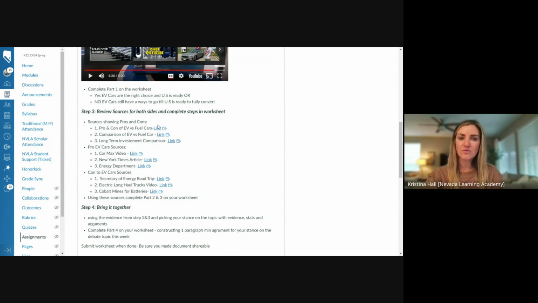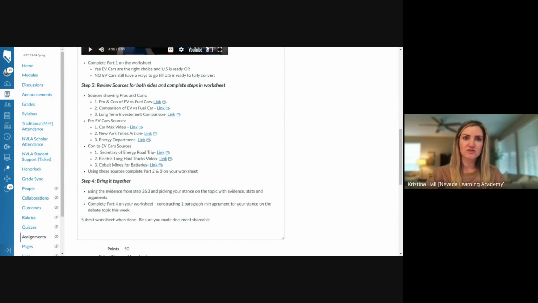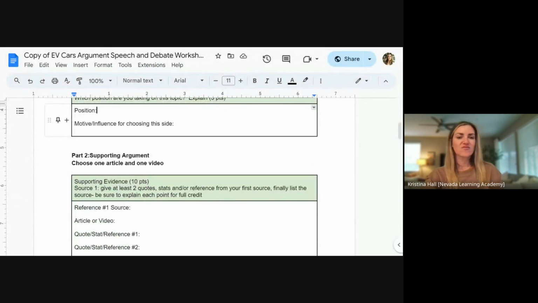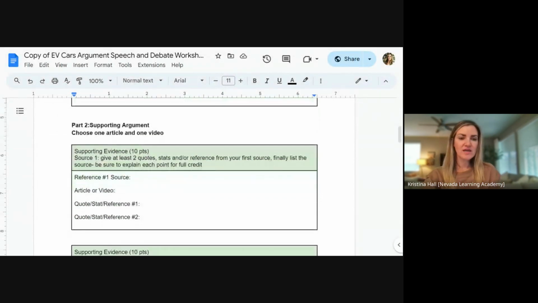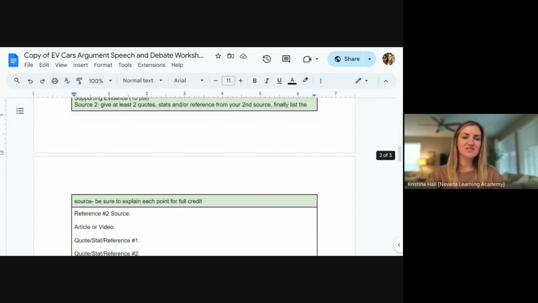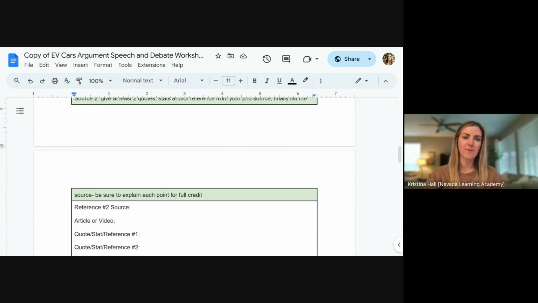Here are some pro-con sources that list a bit of both and do a side-by-side comparison. Here are some that are just pro. And then here are some that are just con. So on your worksheet, once you pick your position and initially why you're leaning that way, if you pick the pro side, then pick one or two articles from the pro-con or the pro side. Look through them thoroughly. You don't have to look through all the sources thoroughly, but pick a couple, okay?